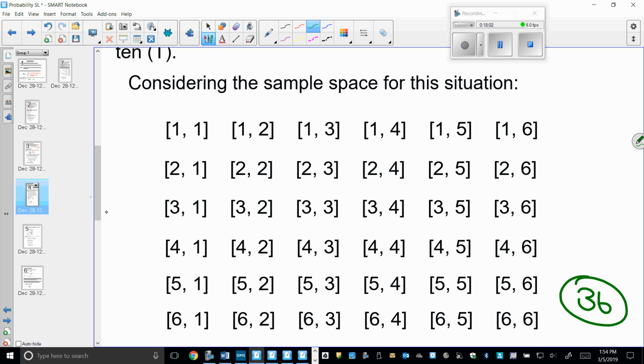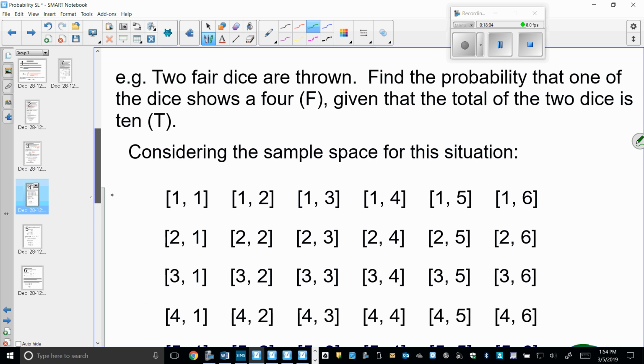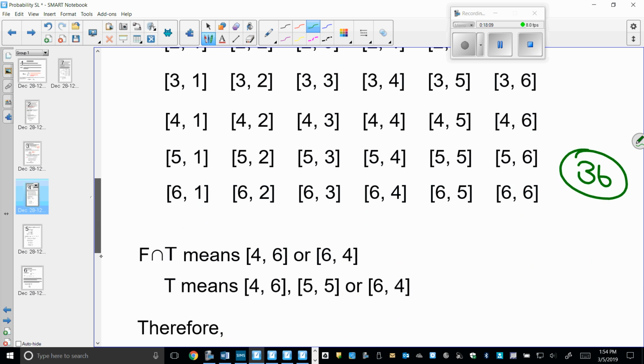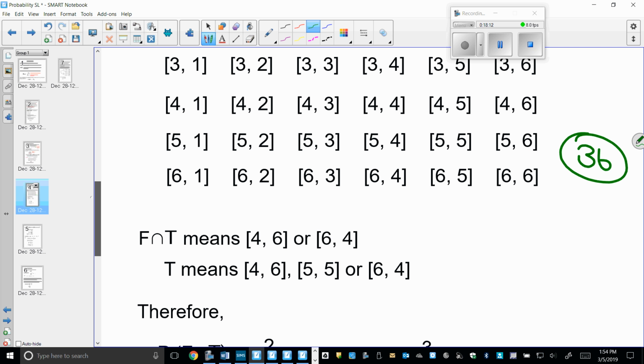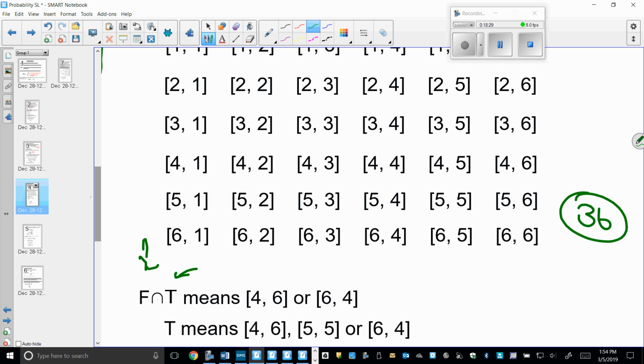I then have to have a look to see what they're asking us. So F intersect T. That means that we've got a 4 and our total is 10, because F meant that we were thrown a 4, and the T meant that the total of our dice is 10. Now looking at these 36 options here, it's only these 2 that satisfy both of those conditions.